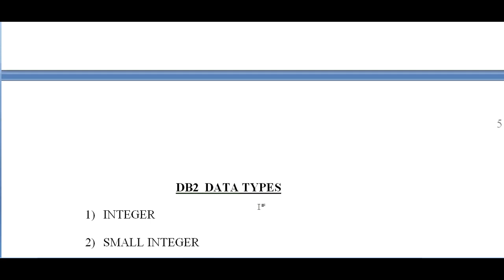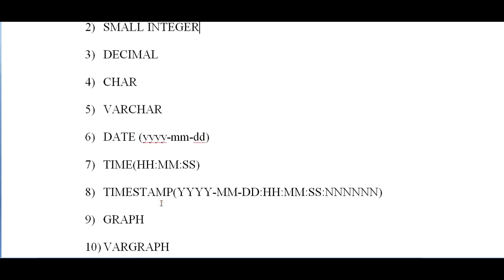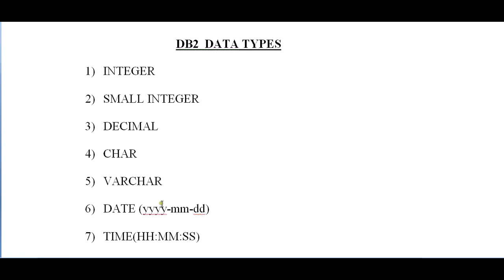So what are the different kinds of DB2 data types we have? We have integer, small integer, decimal, char, varchar, date, time, timestamp, graphic and vargraphic. These are the various DB2 data types we would be using.